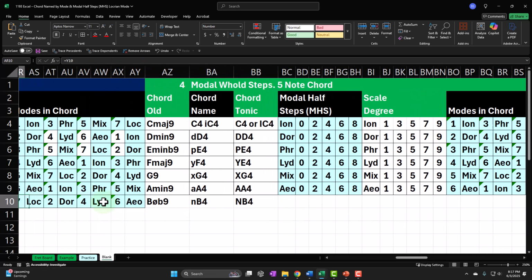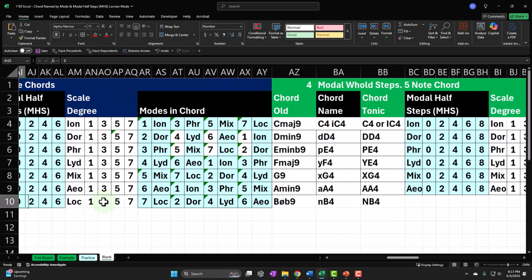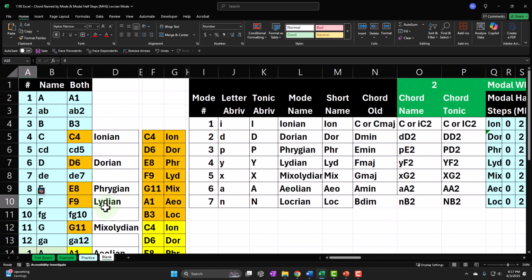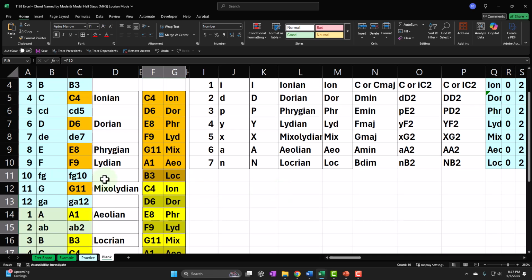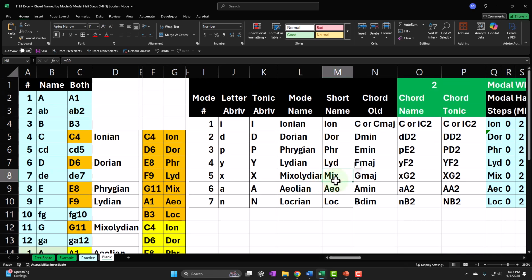Anyways, let me go back. If we have a 5-note chord from the Locrian, if we used a scale degree system, this would be a 1, this would be a 3, this would be a 5, and this would be a 7, and then the 9. So the 9 is also the 2. Right, it's also the 2, and you can see it's a flat 2. I won't get into that now. That's the distance. We'll get into intervals later.